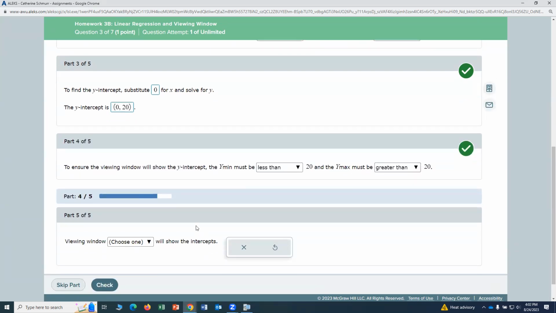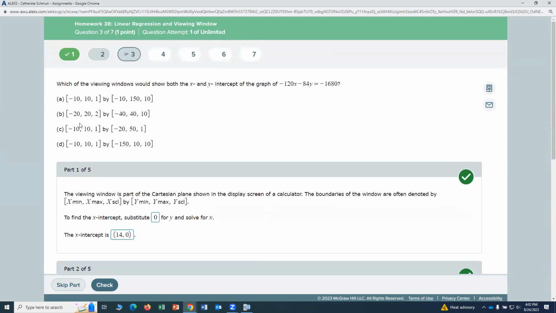So now I have to choose the viewing window. I want the x minimum to be less than 14, so all of these comply with that. I want the x maximum to be greater than 14. So automatically I know it's B. That's the only choice where the x maximum is greater than 14. I want my y minimum to be less than 20 and the y maximum to be greater than 20. So that y window works as well. So the answer is going to be B, x minimum of negative 20, x maximum of positive 20, x scale of 2, y minimum of negative 40, y maximum of positive 40, and y scale of 10.